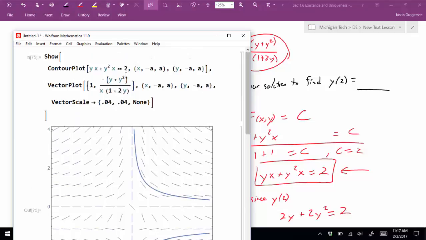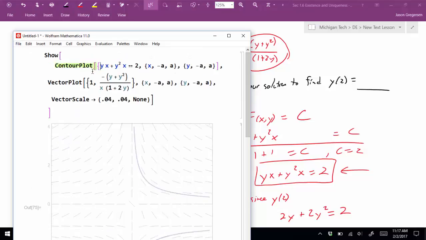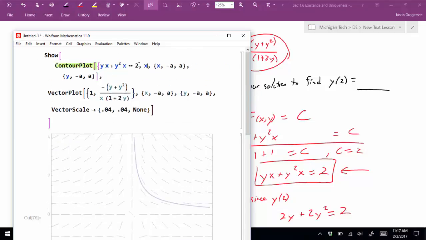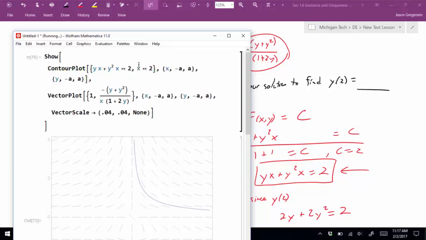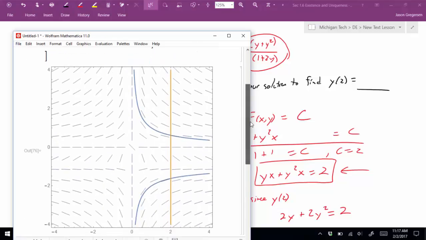In fact, to see that, I can actually just add another plot to contour plot if I want, and also plot that second equation, x equals 2. And that will show me that vertical line. And now I can kind of see if those numbers are correct.